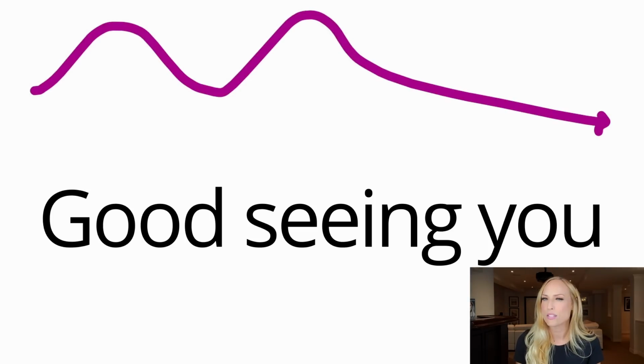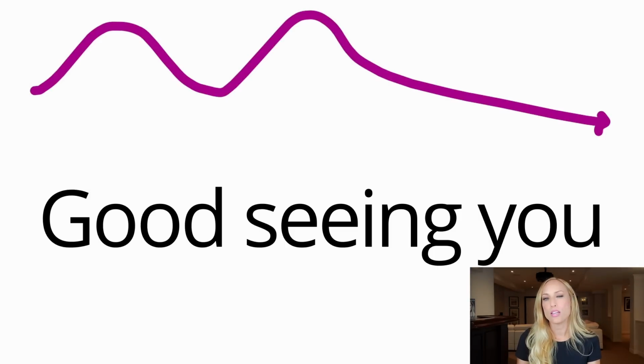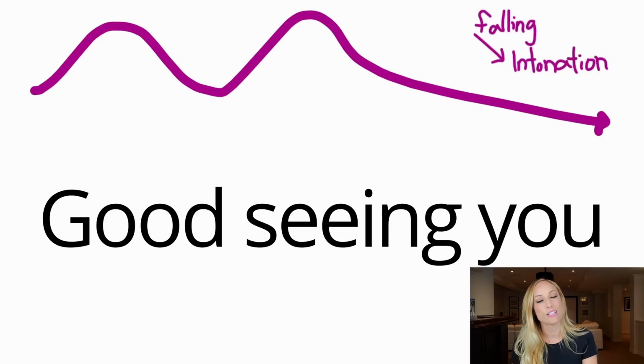Good seeing you. Let's listen to the intonation and stress of this conversation ending. Good seeing you. Listen for the high peaks of stress and the musical pattern. Do you hear how the words good and seeing are stressed more than you? The word seeing is stressed on the C, and the ing is quickly rushed through. Do you hear how the music or the intonation falls after the final stressed syllable? That's a falling intonation and expresses confidence and certainty.